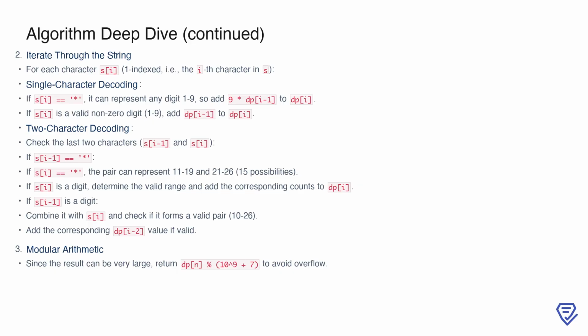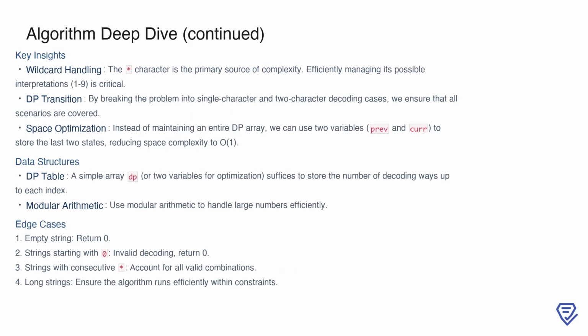To avoid overflow, we use modular arithmetic, ensuring that all calculations are performed modulo 10 to the power of 9 plus 7. The wildcard asterisk is the central source of complexity in this problem, as it introduces multiple possibilities for both single and two-character decodings. By breaking the problem into these manageable cases and using dynamic programming transitions, we ensure every scenario is covered systematically.